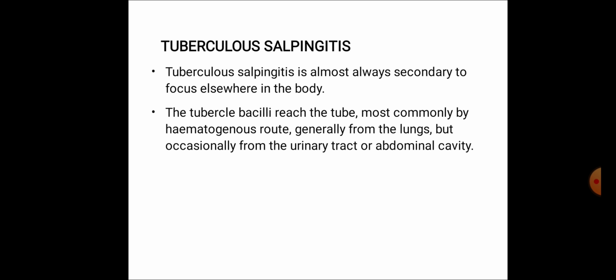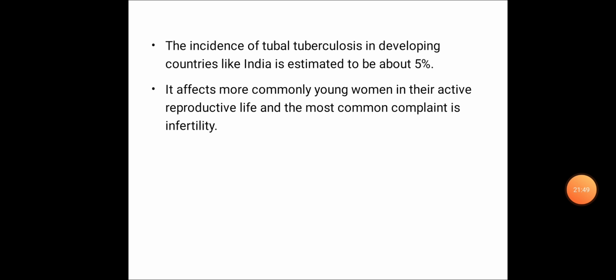Now coming to tubercular salpingitis. Tubercular salpingitis is almost always secondary to focus elsewhere in the body. The tubercle bacilli reach the tube most commonly by hematogenous route, generally from lungs, but occasionally from urinary tract or abdominal cavity. The incidence of tuberculosis in developing countries like India is estimated to be about 5%. It affects more commonly young women in their active reproductive life, and the most common complaint is infertility.